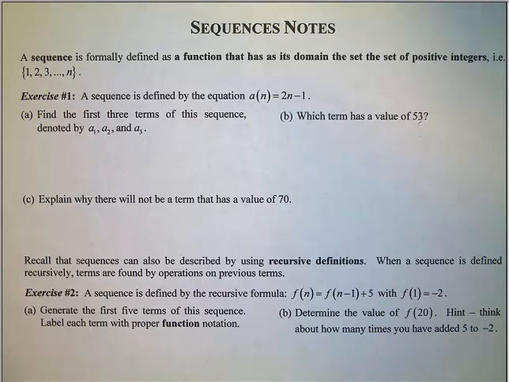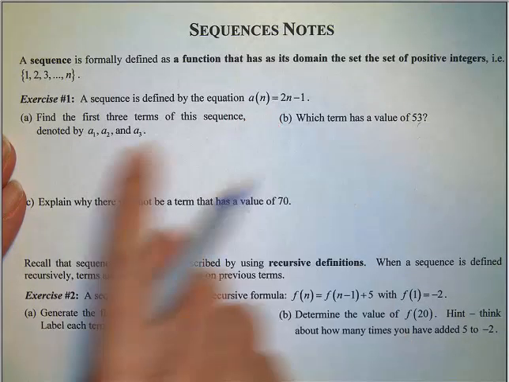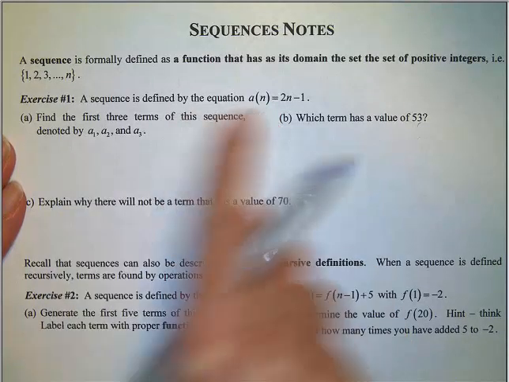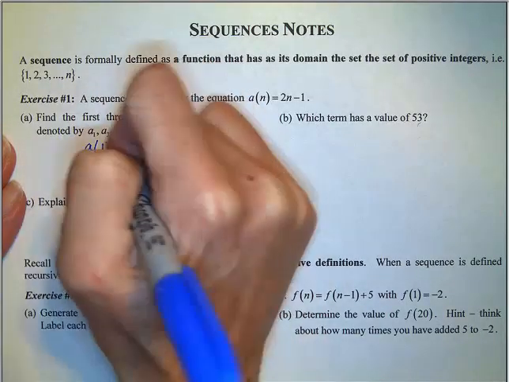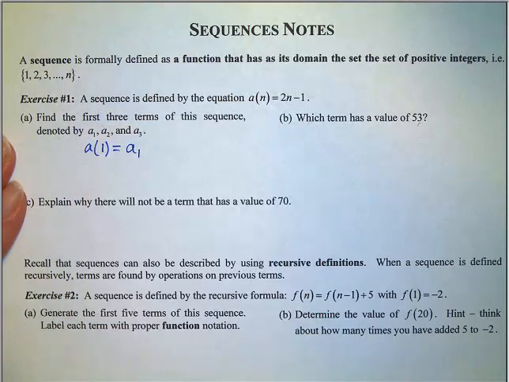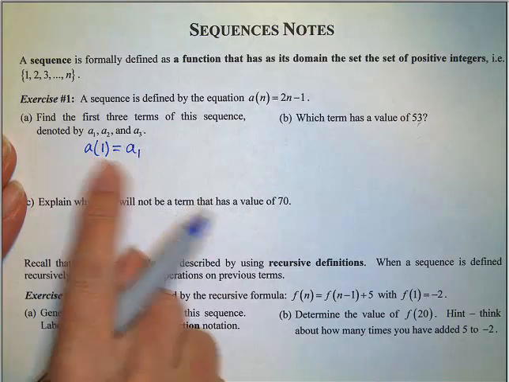Exercise 1. A sequence is defined by the equation a of n equals 2n minus 1. Find the first three terms of this sequence denoted by a sub 1, a sub 2, and a sub 3. Now, your notation, this is function notation, and this is subscript notation. They are interchangeable. So I could be finding a of 1, which is the same as a sub 1. So you have to get used to the different kinds of notations, function notation or subscript notation.